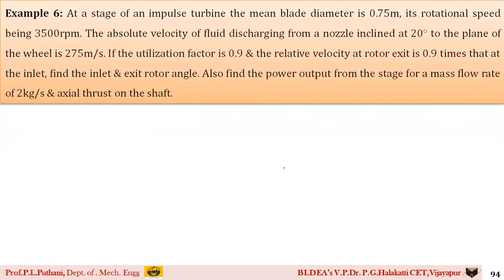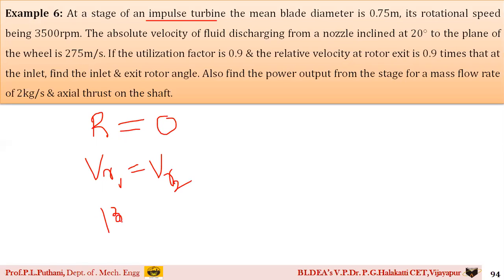Students, when we start extracting the data from this particular problem, first he has said that there is an impulse turbine. So always we know that for an impulse turbine, the degree of reaction R value is equal to 0. And the next case is VR1 is equal to VR2. By default it is. But if he has given any relation between VR1 and VR2, then you cannot accept this relation directly, that is VR1 is equal to VR2. Also, beta 1 is equal to beta 2.